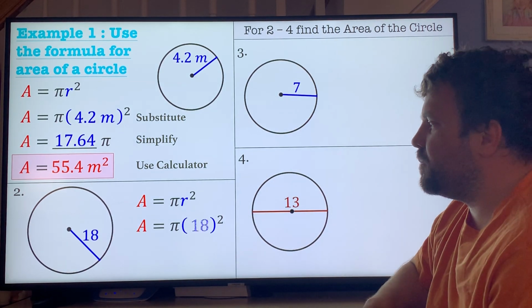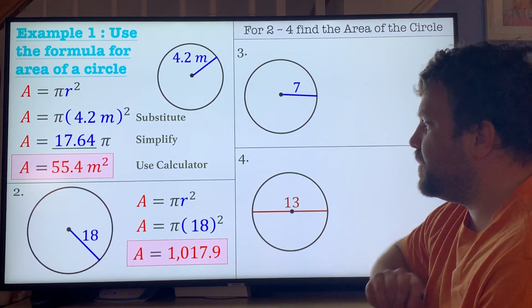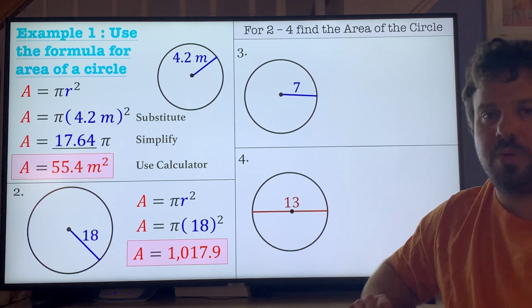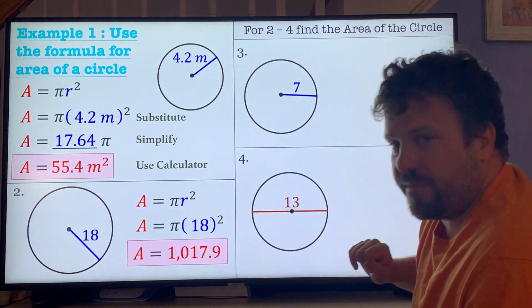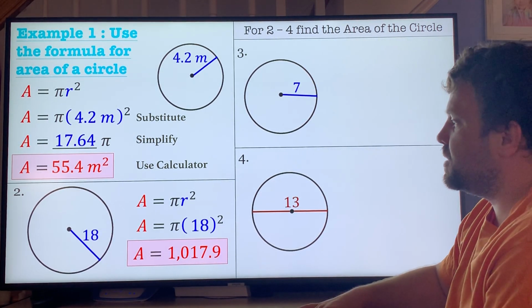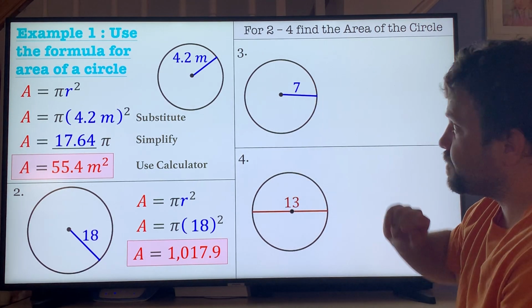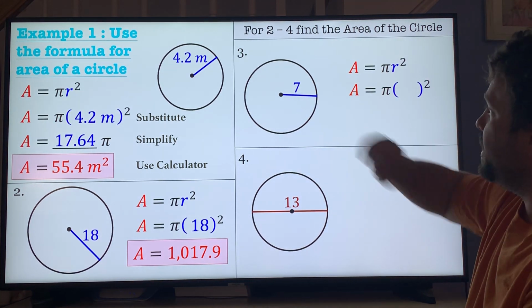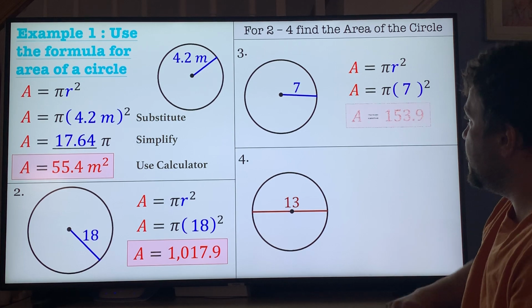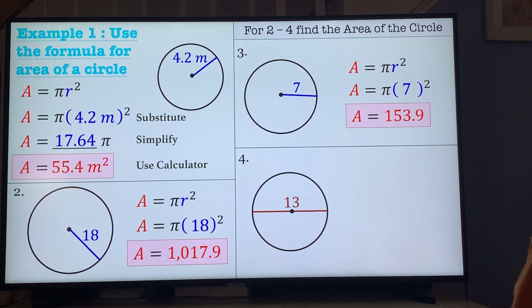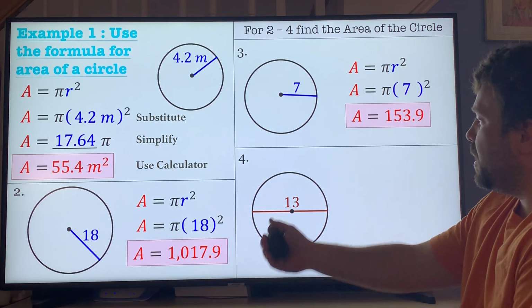Area is pi r squared, so pi times 18 squared. Type it in your calculator, you get 1017.9. Do this in one fell swoop; you don't need the steps. Problem 3: pi times the radius, 7 squared, is 49 pi, or 153.9. Got it? All right, let's look at 4.